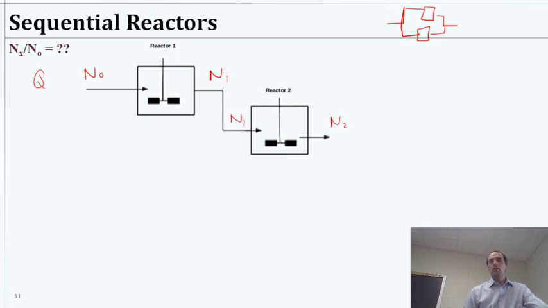And we have N2 here. We could carry this on with more and more reactors if we wanted to, but this can give us a basic starting point to think about, well, what is that Nx over N naught going to be? It'll depend a little bit on the reactor type as well. If we have a plug flow reactor, that's going to be different than a CSTR. But let's start here with the CSTR that's pictured.